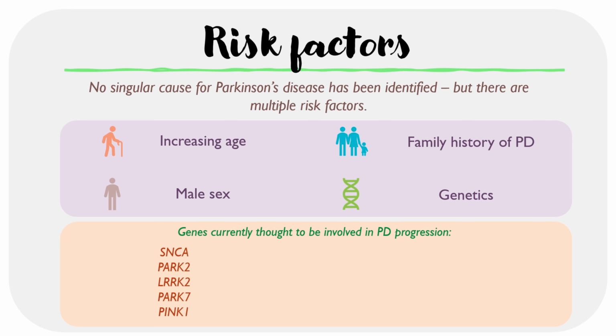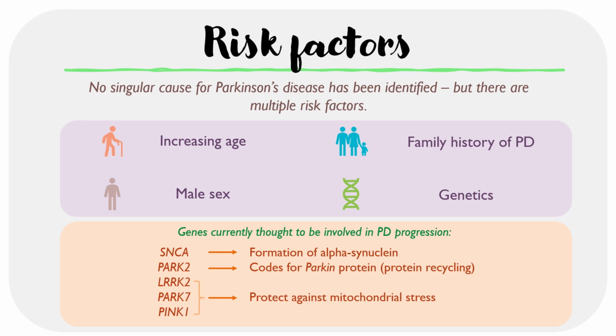Going through some of them, we can see that the SNCA gene codes for the formation of alpha-synuclein. So in patients where this gene is overexpressed, there might be more alpha-synuclein than normal, which increases the risk of PD development. The next gene, PARK2, codes for Parkin protein or protein recycling. So when this gene is impaired, it can result in alpha-synuclein building up again. The remaining 3 genes are involved in protecting against mitochondrial stress.